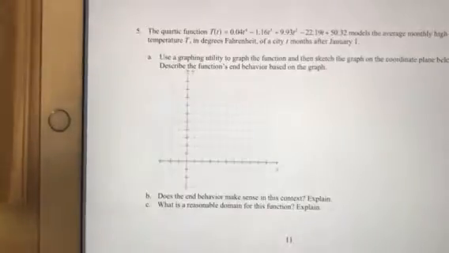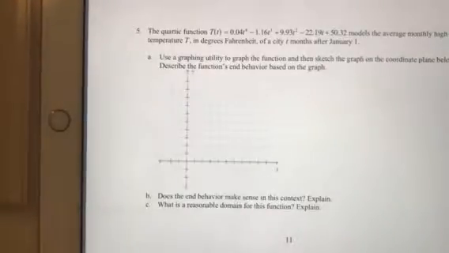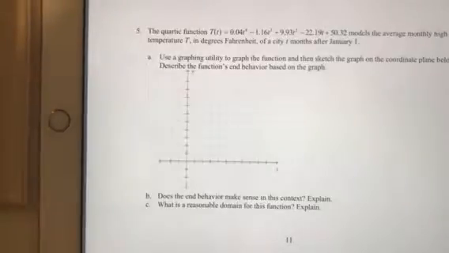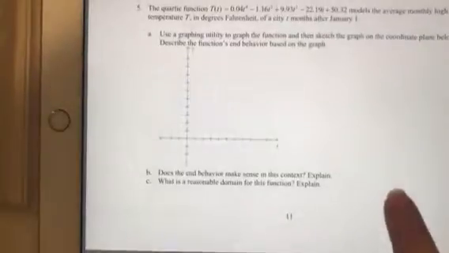Okay, the quartic function just means it's to the power of 4. It models the average monthly high temperature in degrees Fahrenheit of a city T months after January. Using a graphing utility, graph the function, sketch the graph on the coordinate plane below, and describe the function's end behavior on the graph. Does the end behavior make sense? What is a reasonable domain for this function?